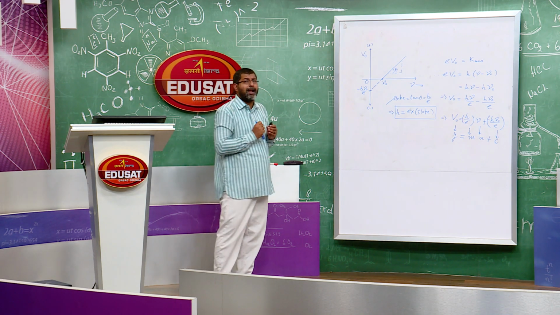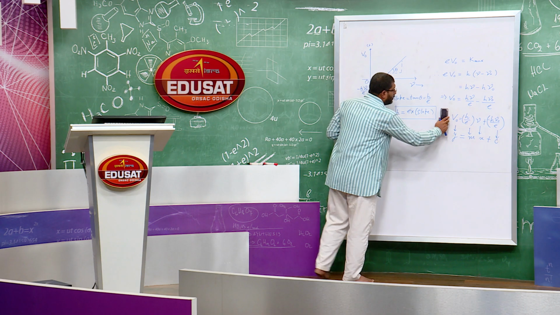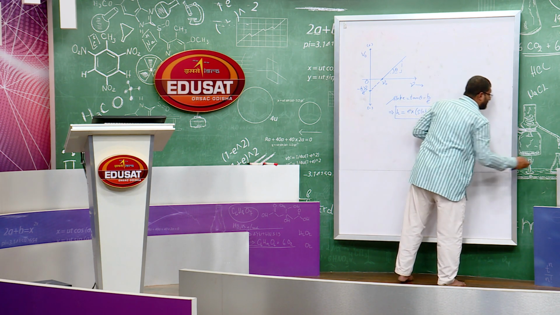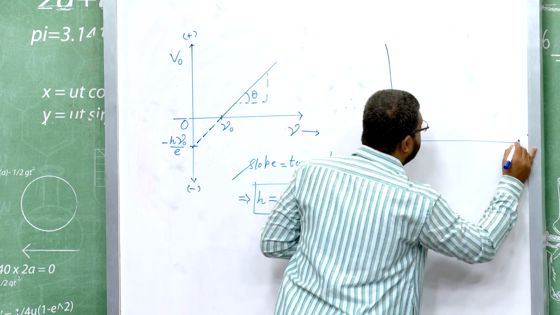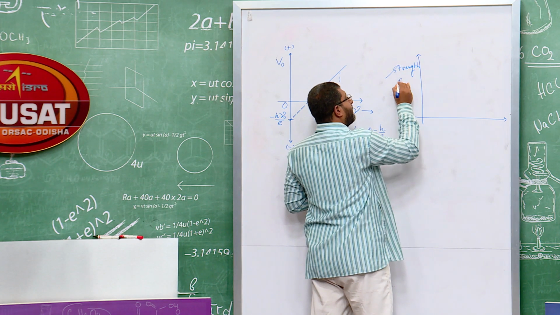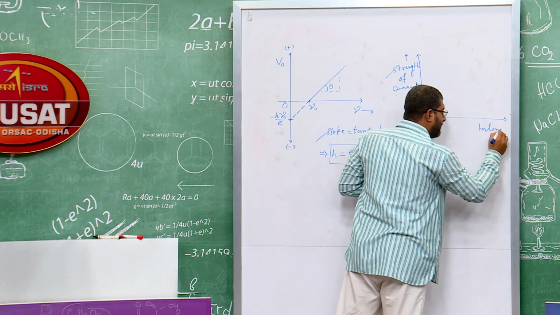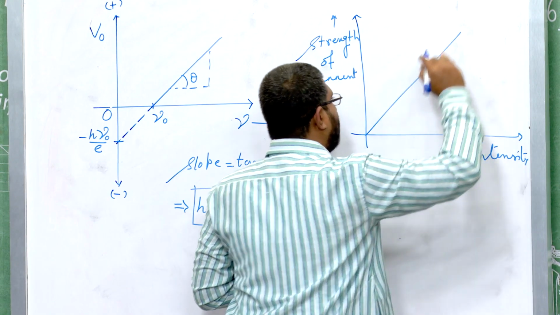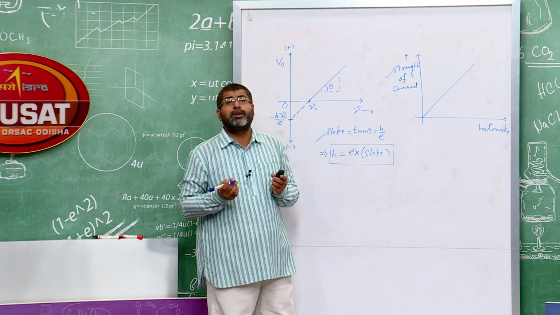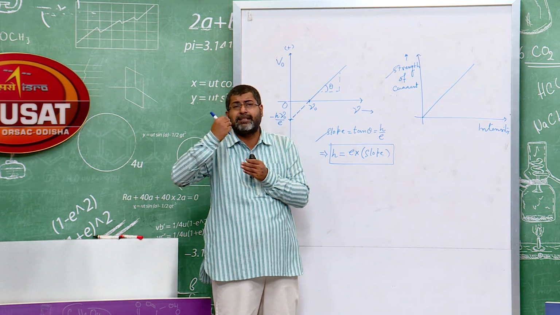So, if we plot a graph between intensity of incident radiation and photoelectric current, the nature of the graph will be as follows. In this axis, say we have taken the strength of current and on this axis say there is intensity. The nature is like that. As intensity increases, there will be an increase in your photoelectric current.